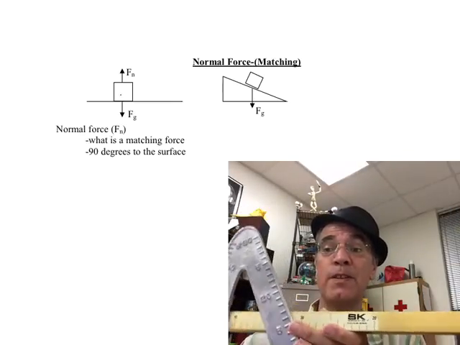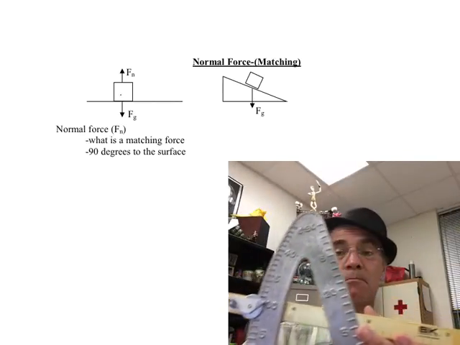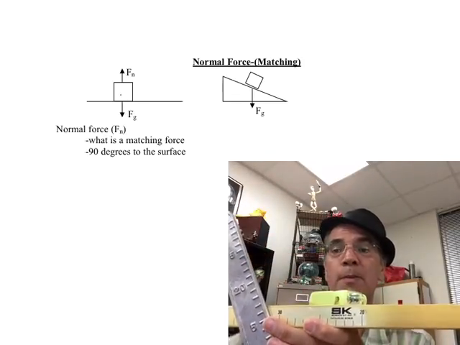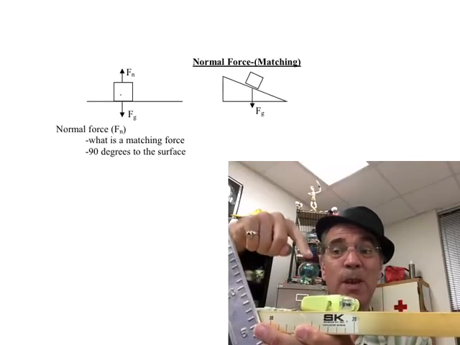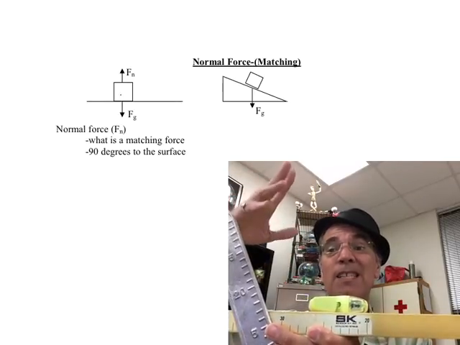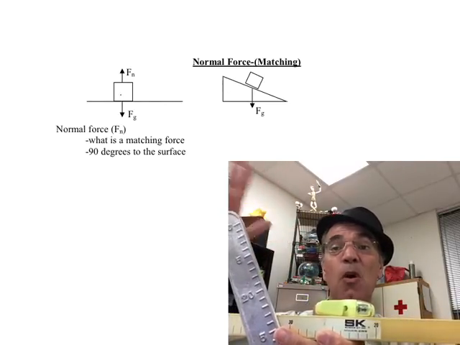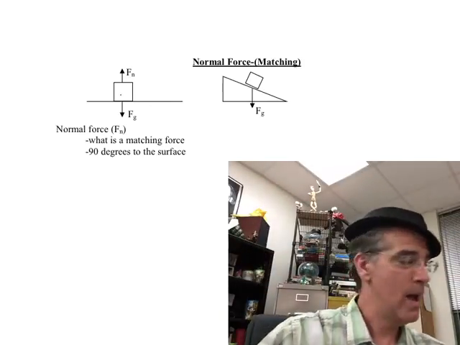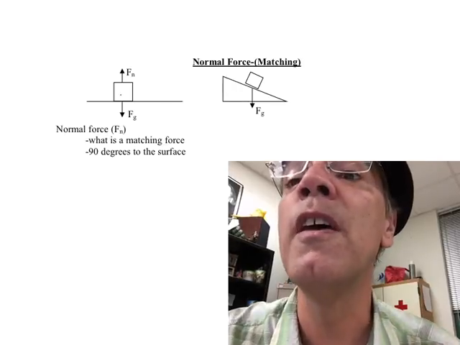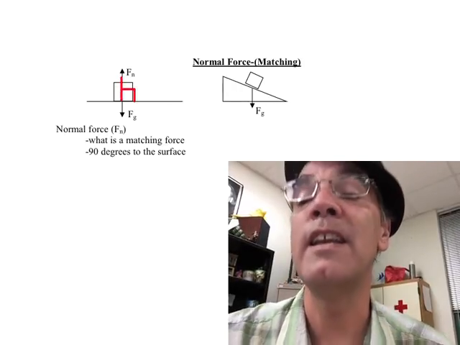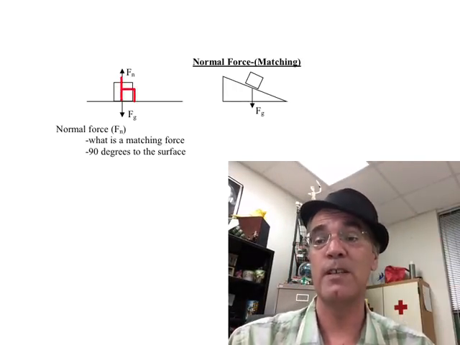If we have a surface and we put an object on it, a stapleless stapler, we know that gravity is going down, but it's not moving, so something must be pushing back up. That something that's pushing back up is called normal force. Normal is a math term that means at 90 degrees to, so normal force is always 90 degrees to whatever surface it is touching.